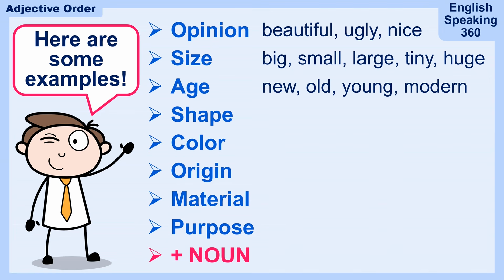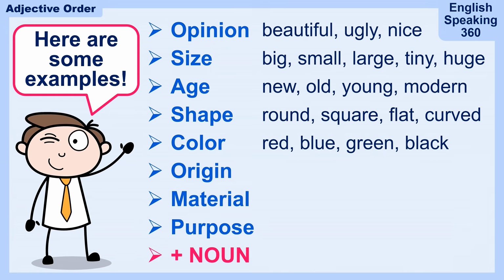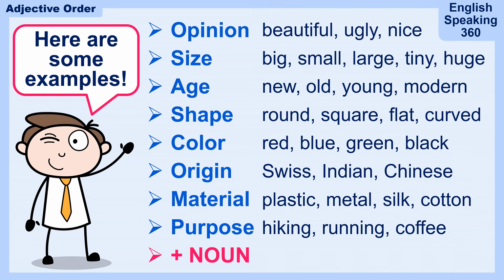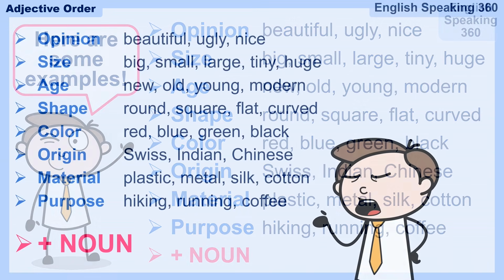Age, new, old, young, modern. For shape, round, square, flat, curved. Color, red, blue, green, black. Origin, Swiss, Indian, Chinese. Material, plastic, metal, silk, cotton. And purpose, hiking, running, and coffee. Now the last one is a little strange. I will explain it in one of the tips at the end of the video.